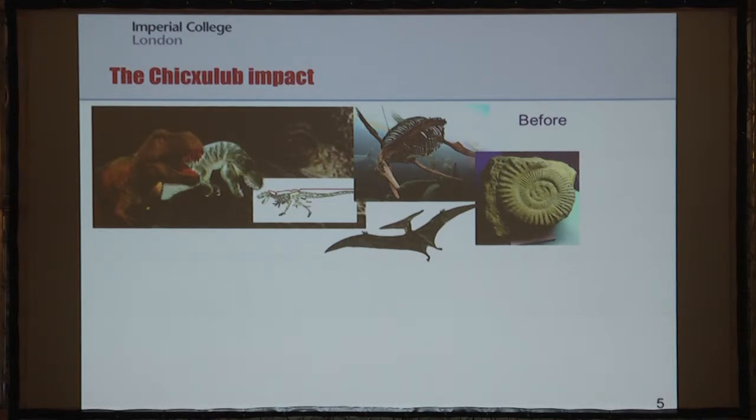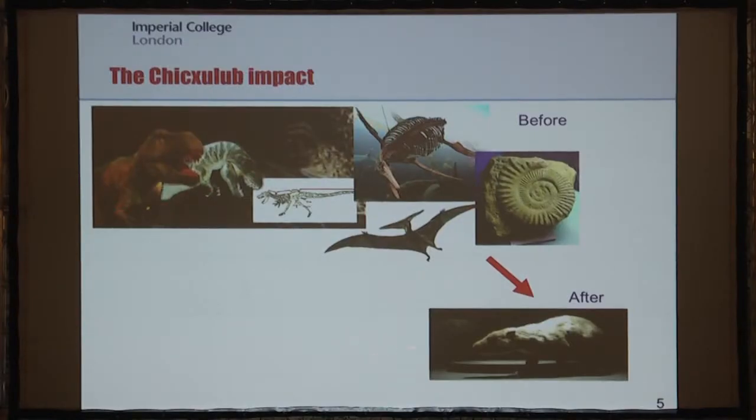The largest animal that was left on land after this impact weighed about 10 kilograms, the size of a medium-sized dog. Everything larger than that disappeared on land. So the impact basically takes us to here. This is before the impact. This is after the impact.